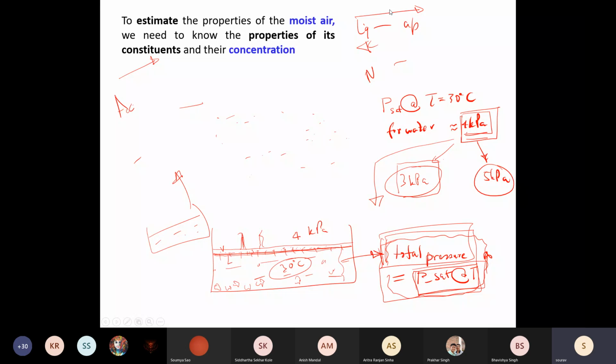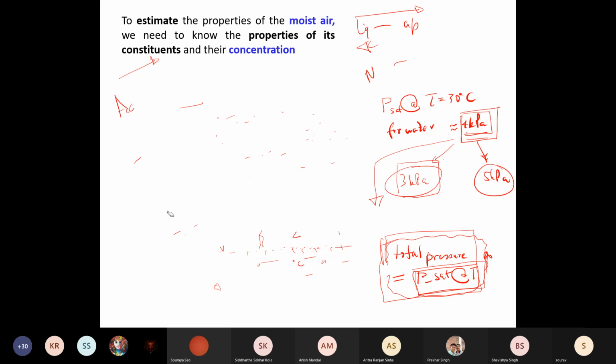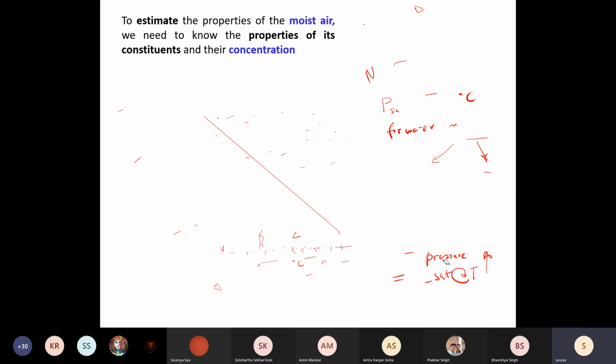So we'll meet again tomorrow. If this thing is clear, I hope the definitions of relative humidity, absolute humidity, and everything would be quite easy to understand, and the psychrometric processes will be quite straightforward from now onwards. If you have any questions, you can ask them now.